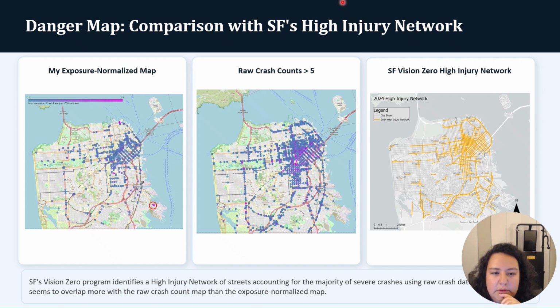So what's notable is that the Vision Zero network map overlaps much more closely with the raw crash count map than with the exposure normalized one, which is sort of what you would expect. If Vision Zero is built from raw counts, it's going to prioritize the same high volume corridors that the raw count map highlights. And so I really do feel like my exposure normalized map is surfacing a different set of locations.